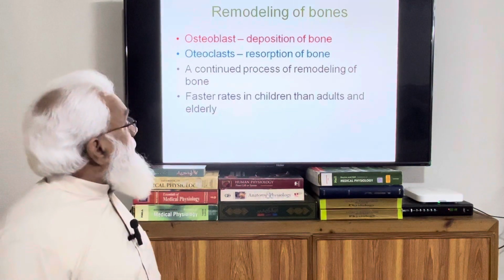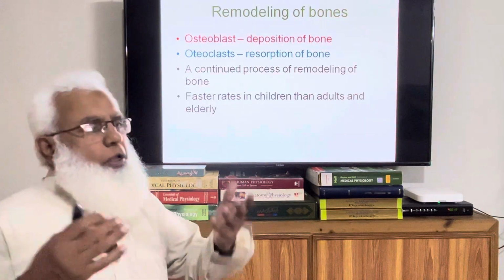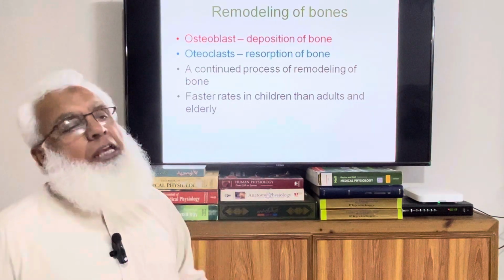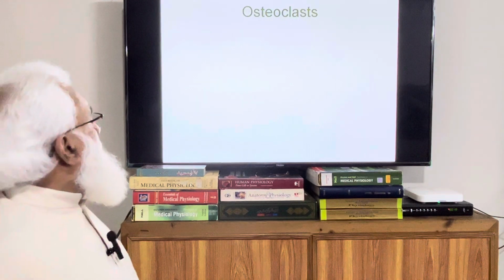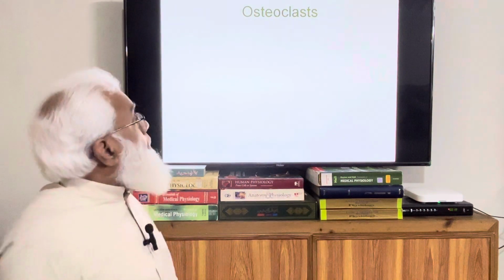The faster rate in children than adults, बच्चों में ये काम तेजी से होता है. Very quickly bone is removed and quickly replaced by the new bone. लेकिन ओल्डर एज में ये स्लो होता जाता है. इसलिए ओल्डर एज में अगर फ्रैक्चर ऑफ द बोन हो जाए, उसकी हीलिंग मुश्किल होती है. बच्चों की बोन्स आसानी से हील हो जाती है.